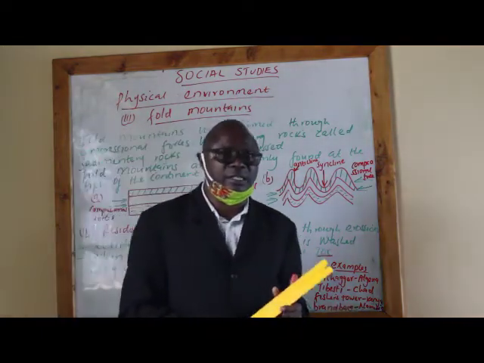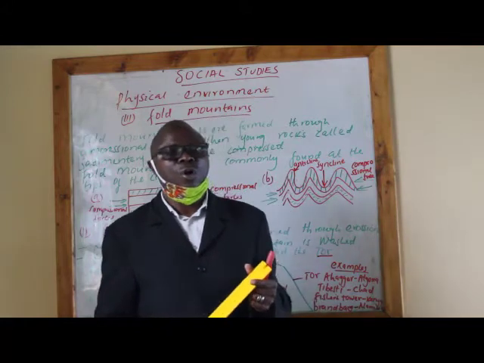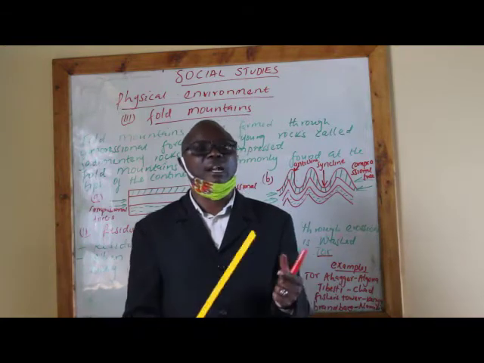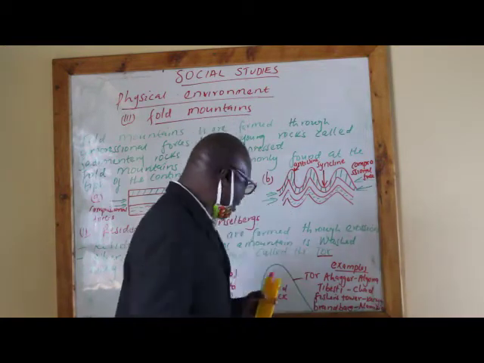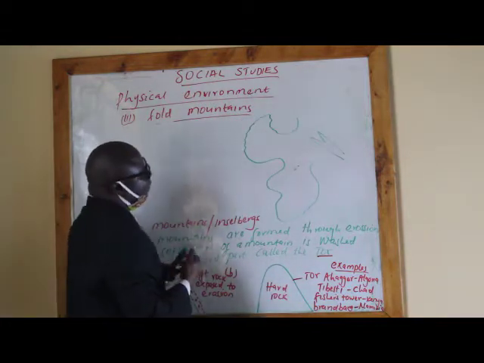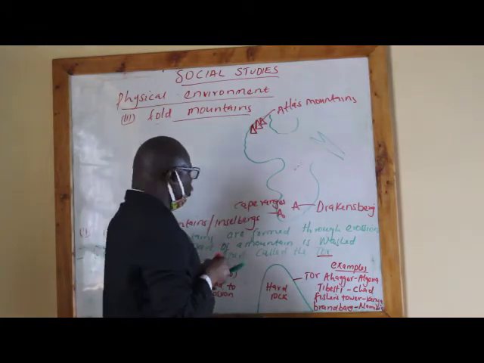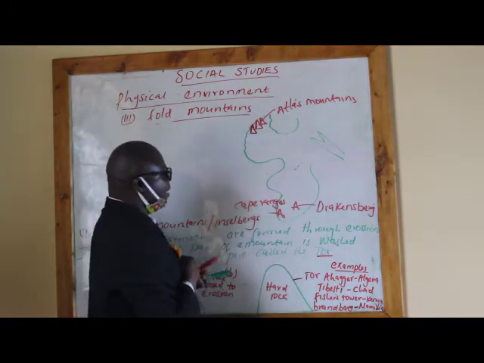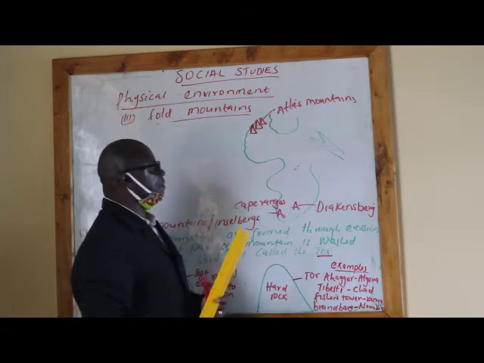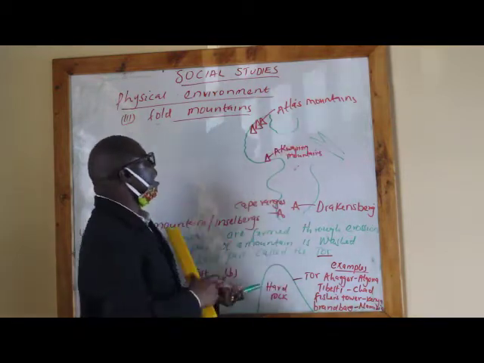Examples of fold mountains: we have the Atlas Mountains, which are found in Morocco. We have the Cape Ranges and Drakensberg Mountains, which are found in South Africa. This is exactly what I'm trying to put across. That is the rough sketch map of Africa. So Atlas Mountains in Morocco, then we have Cape Ranges at the Cape of Good Hope here, and then we have Drakensberg.